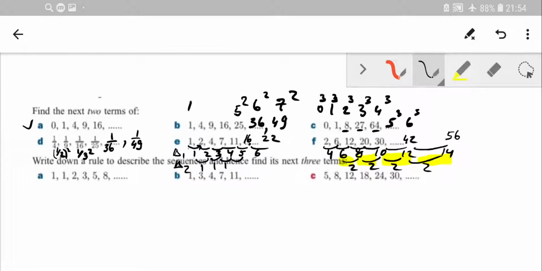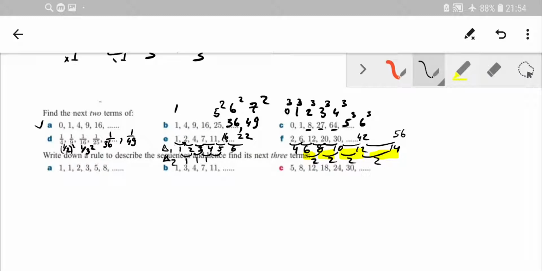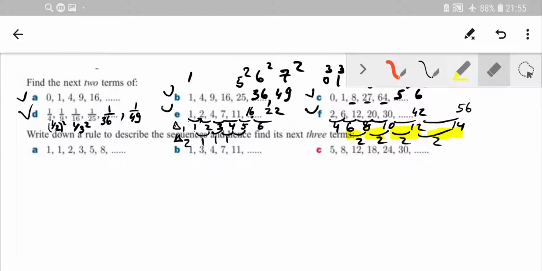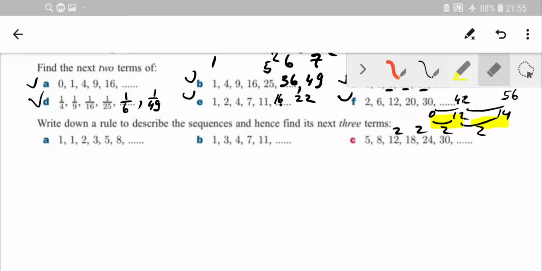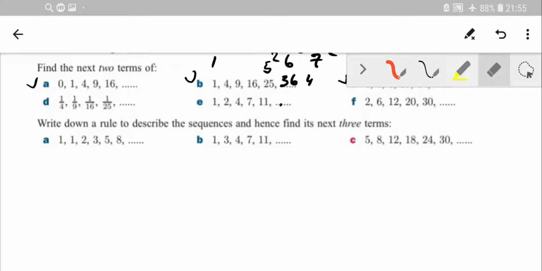All right, you see, this sort of sequence is pretty hard. Start from the simplest way, then go to where the difference is changing. All right, so we've completely done that one, and now we move down to write down the rule. Okay, so if you fix that result, just erase, and here we go. Next, we have to write down the rule to describe the sequence and find the next 3 terms.